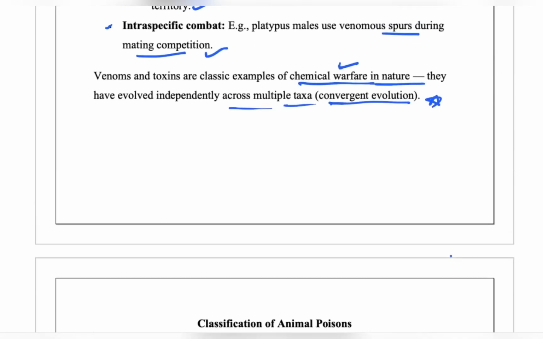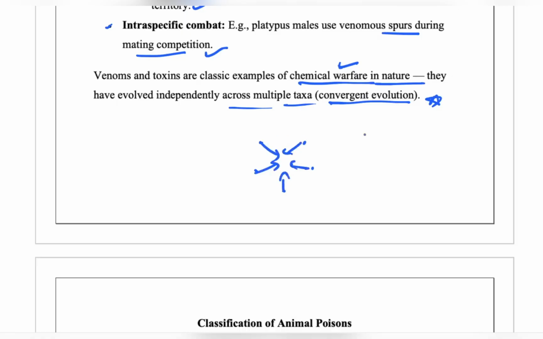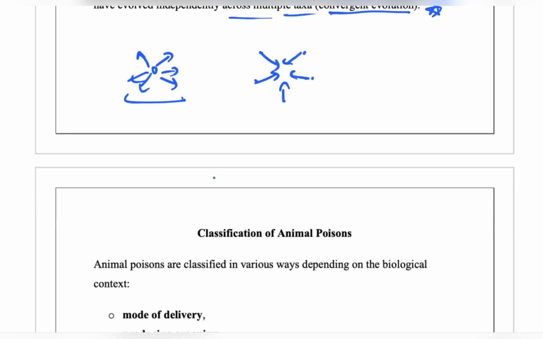Do you understand? Convergent means these are different points, these are different taxa, but they have something similar. There is another term in evolution, that is divergent. Divergent evolution is when there is a common ancestor and then they have different adaptations according to their environment. It is also called adaptive radiation, right?